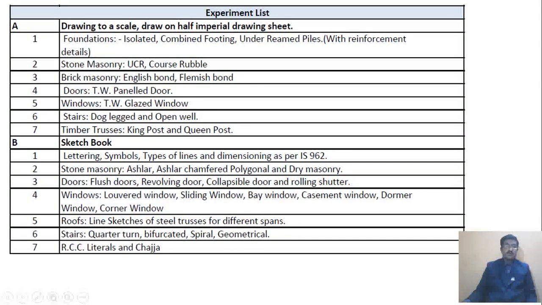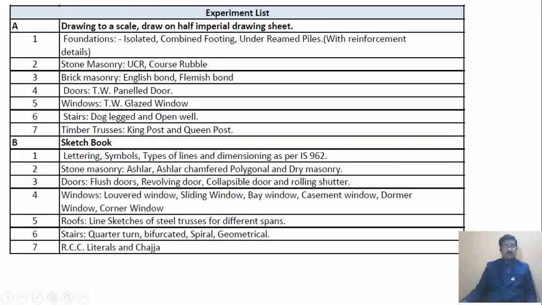Fourth one is doors, teakwood panel door. Fifth one is windows, teakwood glazed window. Sixth one is stairs, dog-leg stairs and open well stairs. Seventh is timber trusses, king post and queen post.